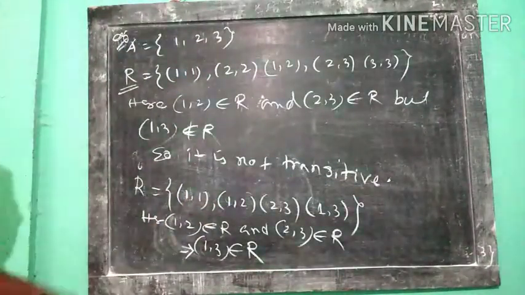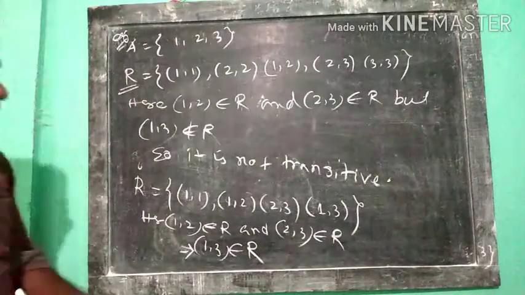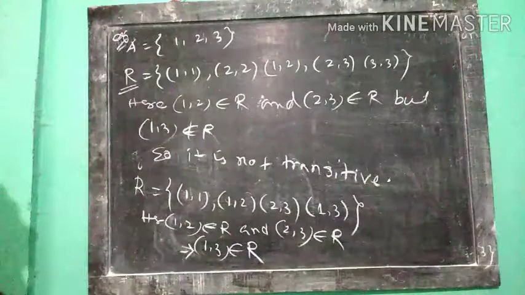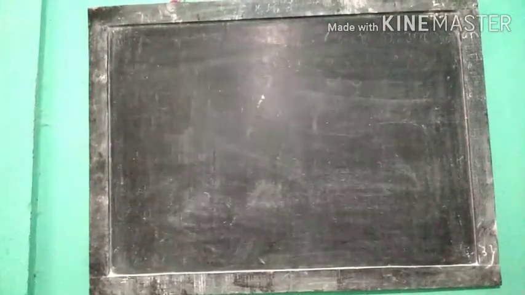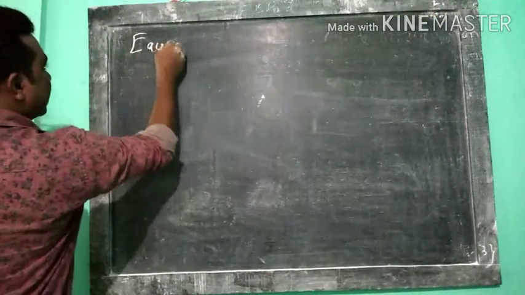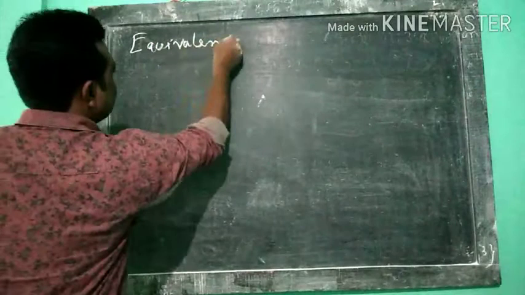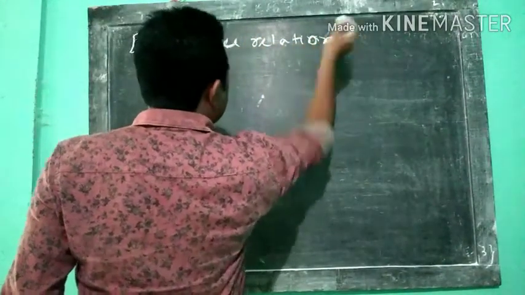হ'ব পাৰে এটা relation symmetric হ'ব পাৰে আৰু এটো কি হ'ব পাৰে reflexive হ'ব পাৰে এতিয়া equivalence relationৰ বিষয়ে আমি এতিয়া আলোচনা কৰিম. Now we are going to discuss about equivalence relation. What type of relation is called equivalence relation?